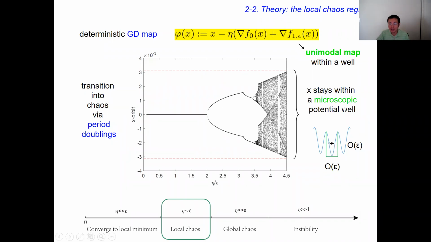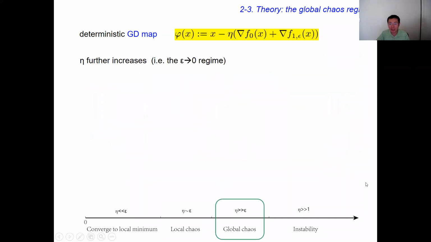But that's not it. Suppose you are at some step right here. Your gradient will of course be pointing to the right. You can easily see that if your learning rate is large enough, then after one iteration, you go out of this local potential well. As eta keeps increasing, this region floods. Eventually it will flood over the boundary of this potential well, which are given by the dashed lines, and you will enter a new world. That's actually the regime which we call global chaos.